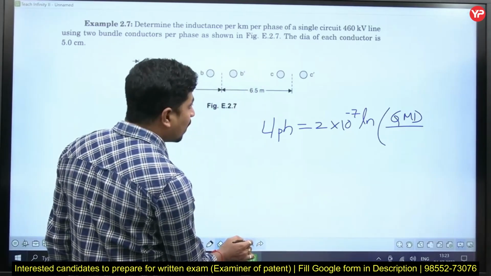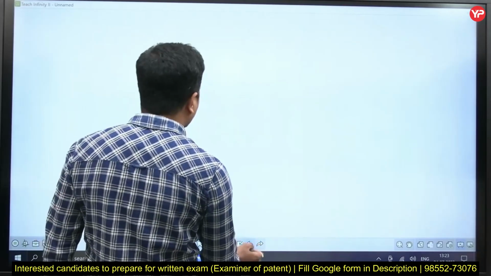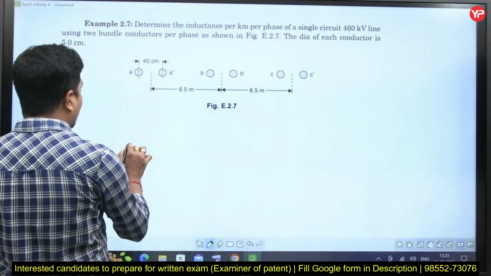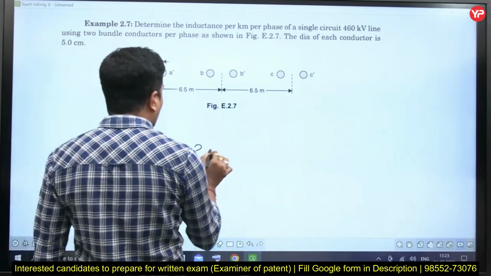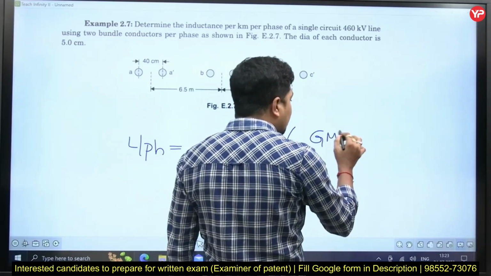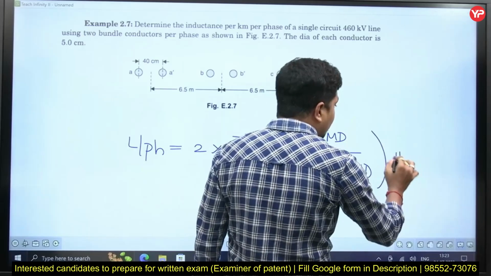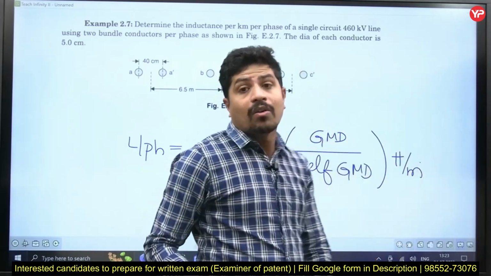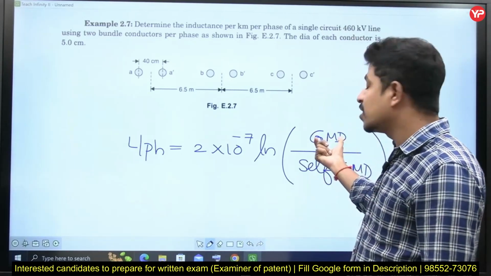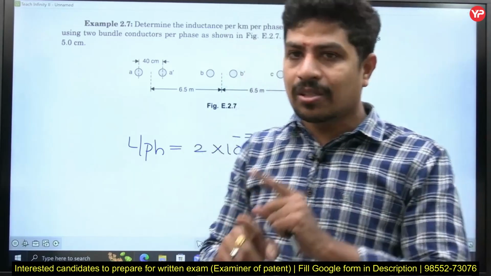In fact here I forgot to tell you one thing. As it is a bundle conductor system, I'll write that formula. Inductance per phase is equal to 2 into 10 to the power of minus 7 into ln of GMD by self GMD, Henry per meter. So your self GMD you are going to get in centimeters, convert that into meters, or you convert the GMD from meters into centimeters. Both GMD and self GMD must be in the same units, otherwise your answer will be wrong.